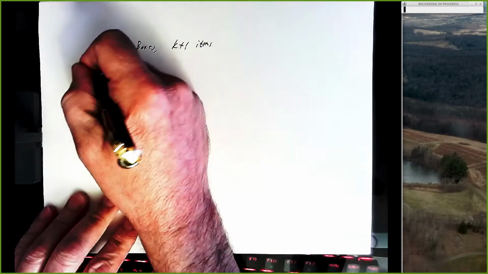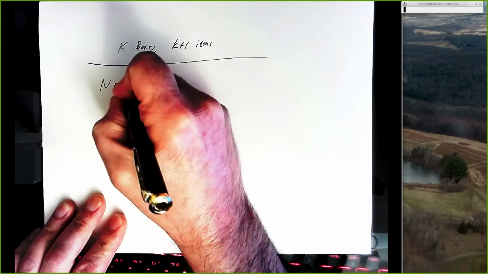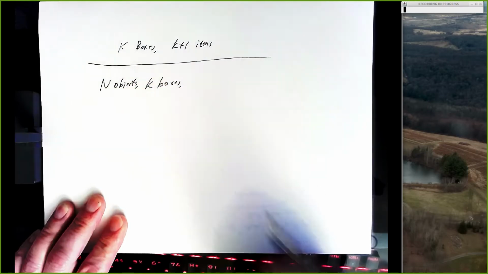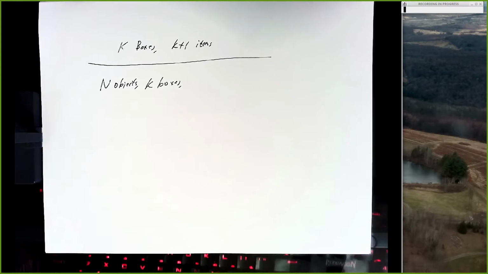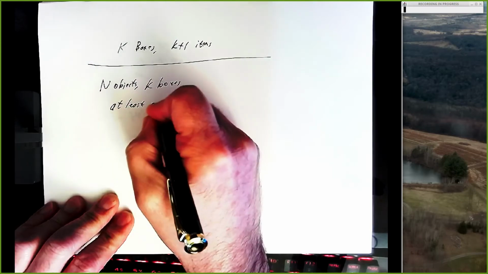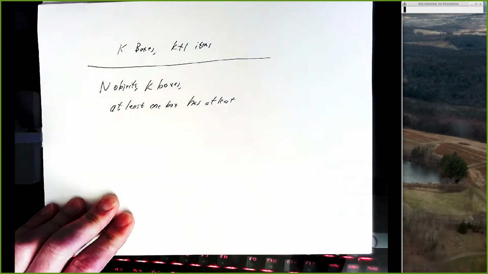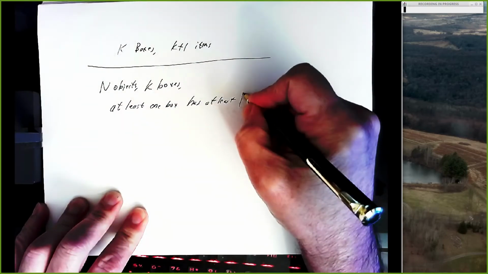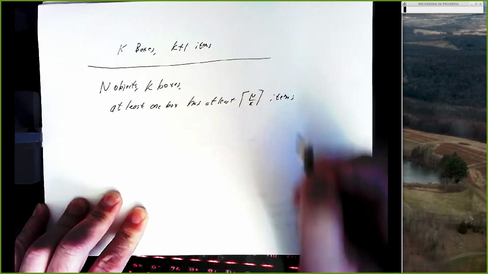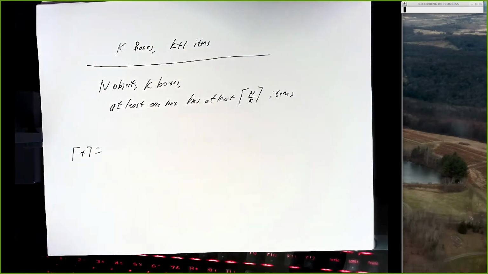And so the generalized pigeonhole principle says the following. If you have n objects and you have k boxes, and you try to place those objects into boxes, at least one box has at least what we call the ceiling of n over k items. And the ceiling is an operator. It's kind of like rounding, but a little bit different.